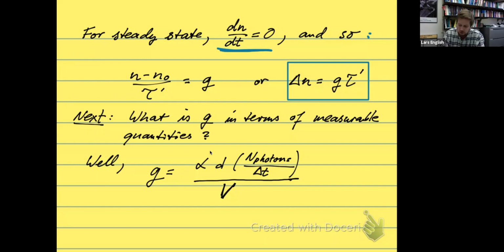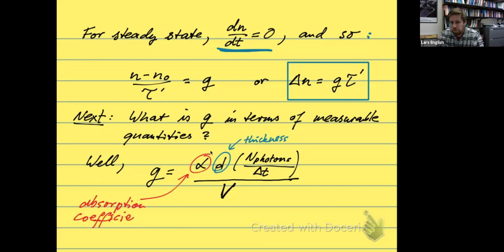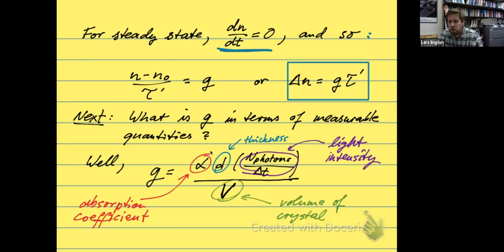So if we go through this formula, you can sort of see that it really does make sense. We get the absorption coefficient, we get the thickness of the crystal. The thicker, the more of these photons would probably be absorbed. We get the light intensity. It's not really the light intensity per se, but proportional to the light intensity, number of photons per unit time. And then they're all divided by the volume of the crystal.